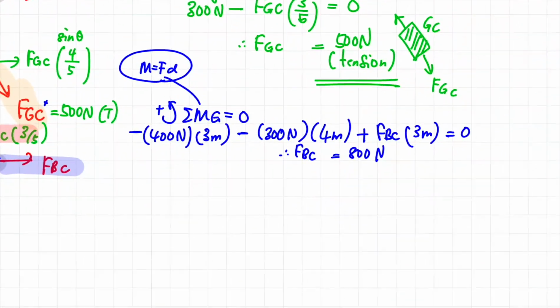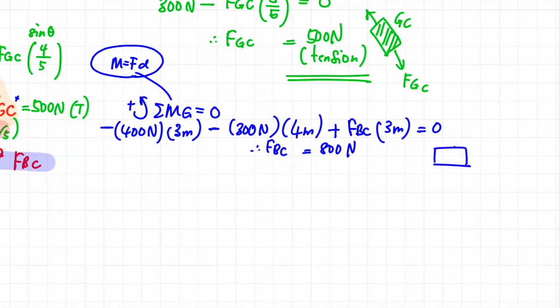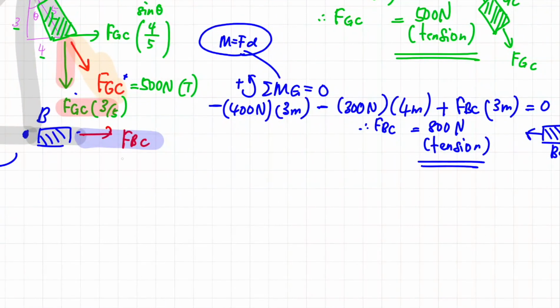If I were to redraw the member BC like this, the line of force of FBC would go outward. Accordingly, the force at the other end would be in the opposite direction. So you can see the combination of this couple force will create a tension kind of effect. I'm going to put a remark over here: the magnitude of FBC is 800 Newton and the state of this BC member is in tension.